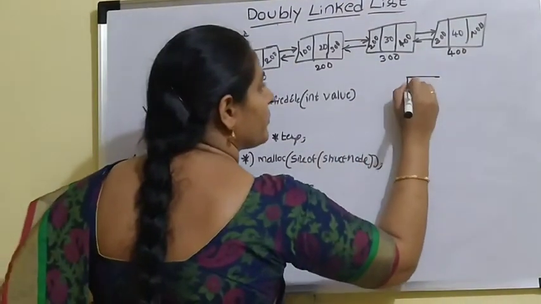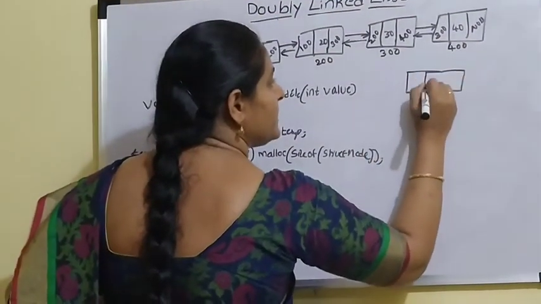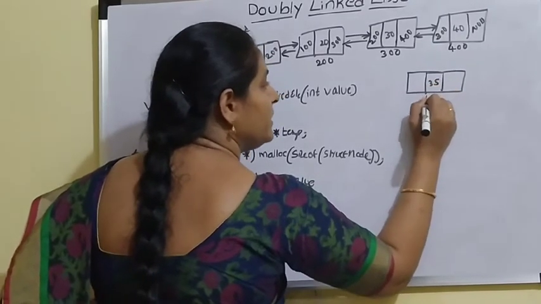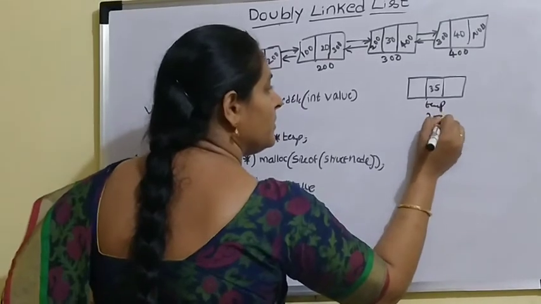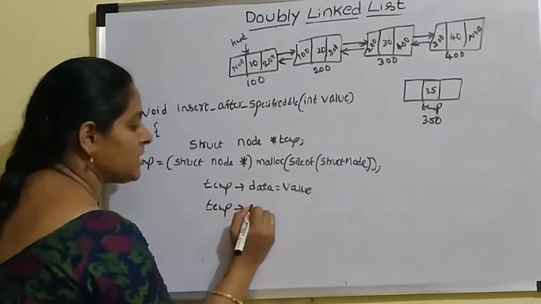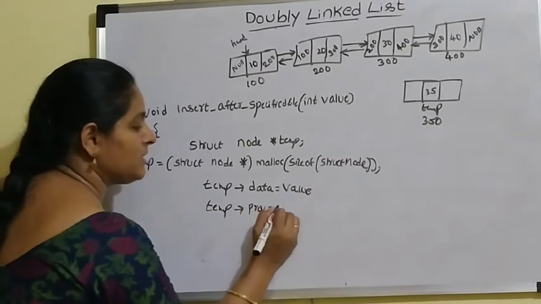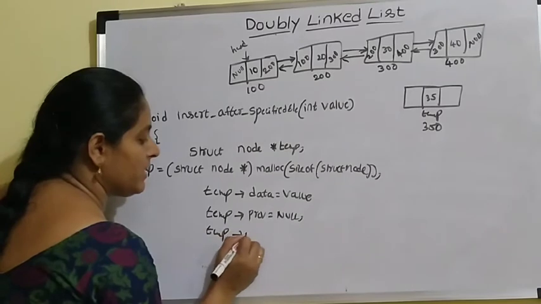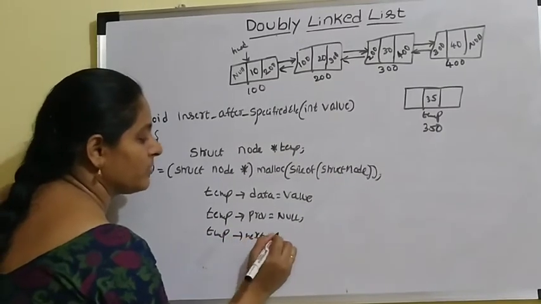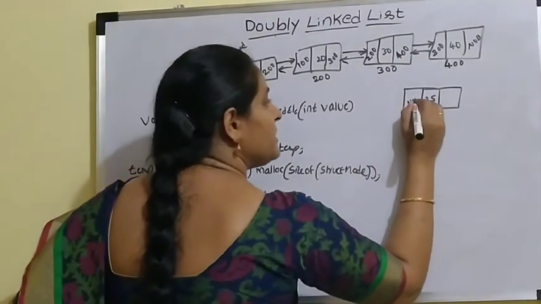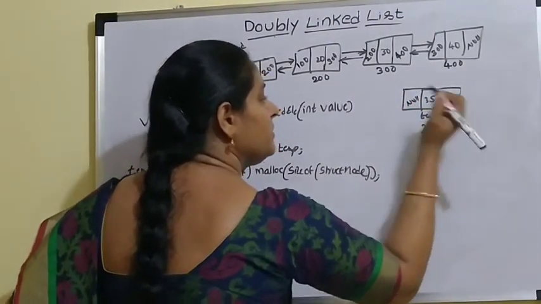When the statement is executed, some data will be stored into the data part of temp. Now initially I am setting temp previous as null and temp next as null. Here temp->prev is null and temp->next equal to null.